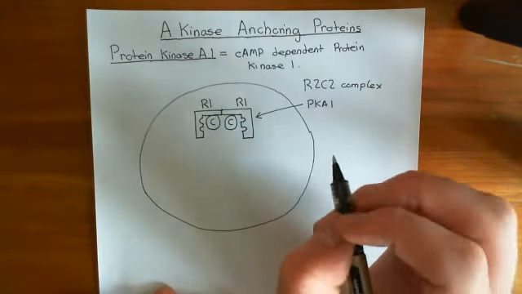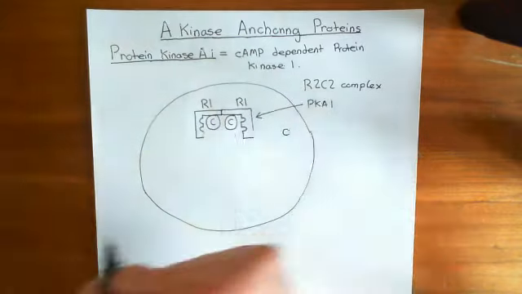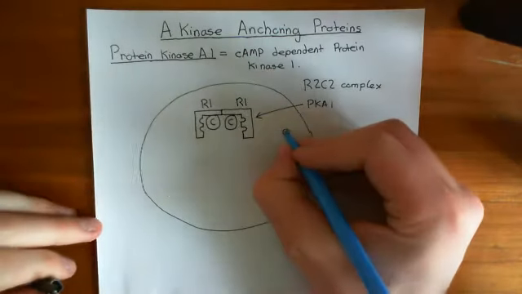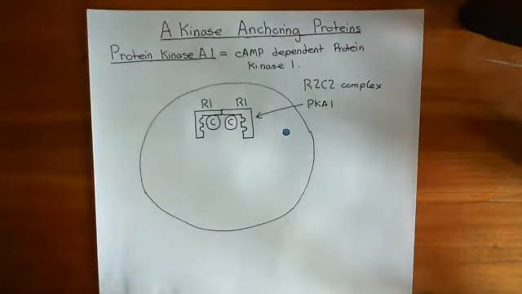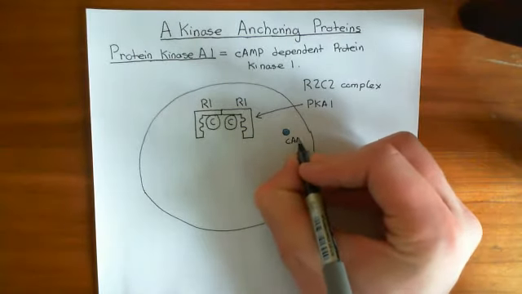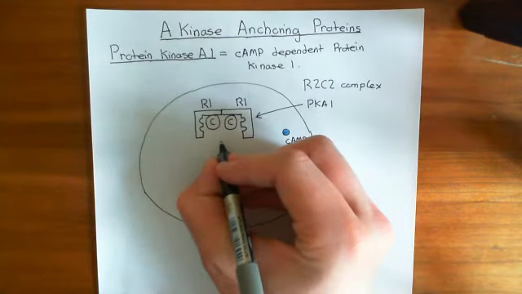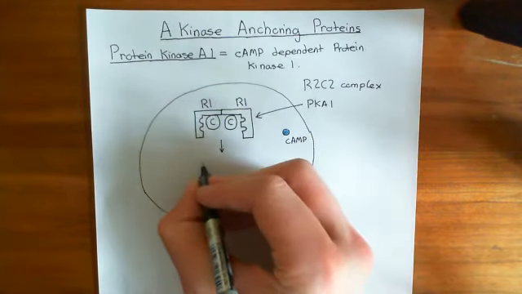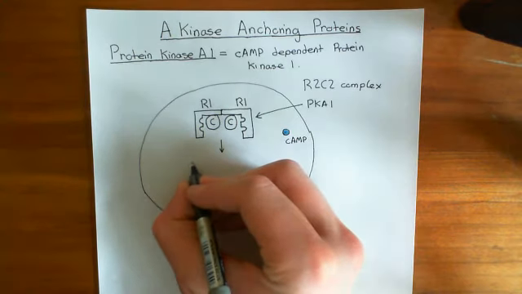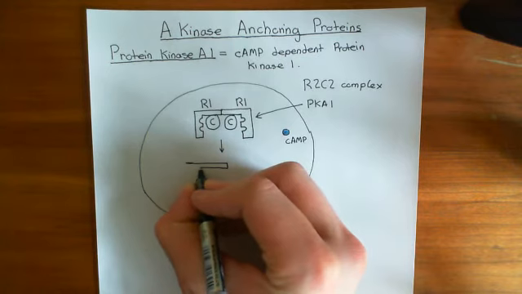Okay, so when cyclic AMP goes up in the cell, and I will draw cyclic AMP as a little blue ball again, when cyclic AMP goes up in the cell, what happens is that cyclic AMP is now going to bind to these 4 cyclic AMP binding domains. So what happens basically is, often it's drawn in cartoons like so. The cyclic AMP binds, and that changes the conformation of the regulatory subunit.